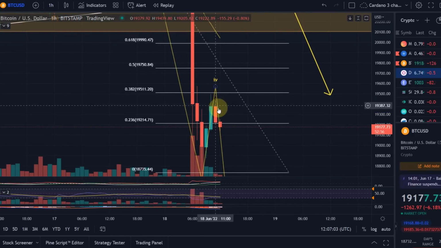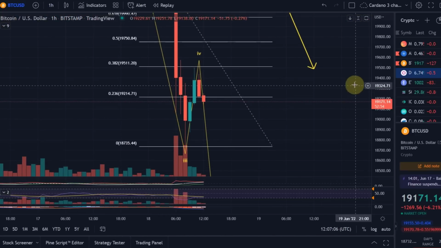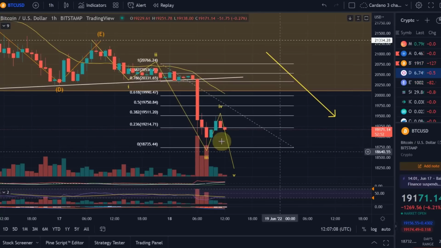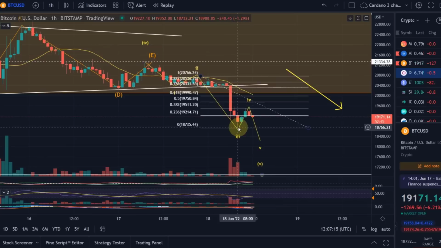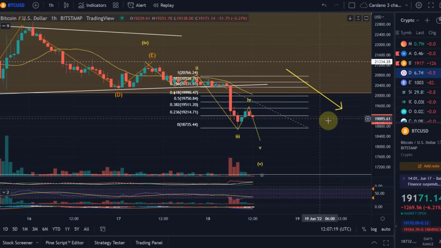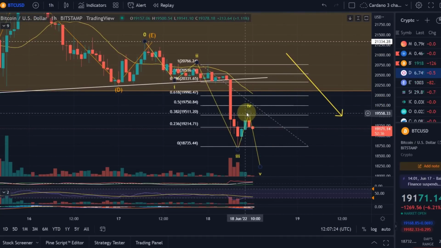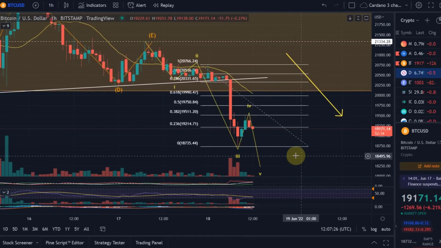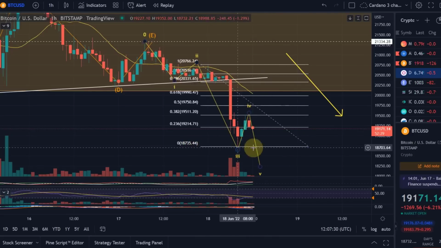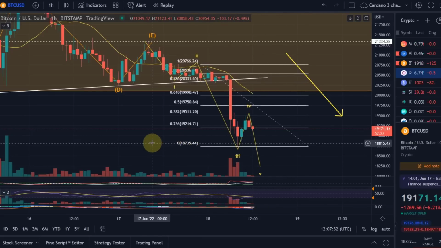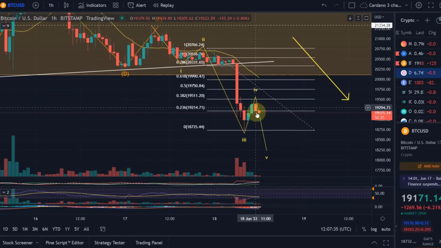Since then we've already seen a bit of a reaction to the downside, and this is now the question. I can't really count 3 waves in the wave 4 yet, so not on the 1 hour chart. So it could be that we see here a little bit more upside in the wave 4, maybe to the 50% fib retracement at 19,750. Certainly possible. I wouldn't rule out though that we go down straight away. The confirmation for that though would not be obtained until we break below really 18,735.